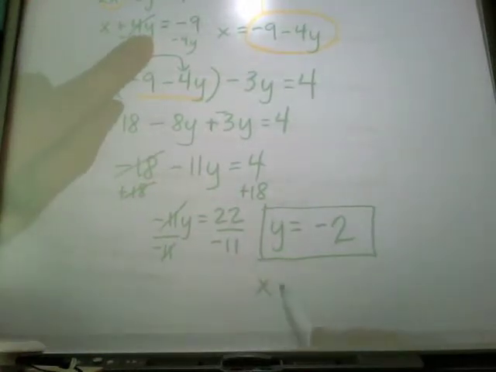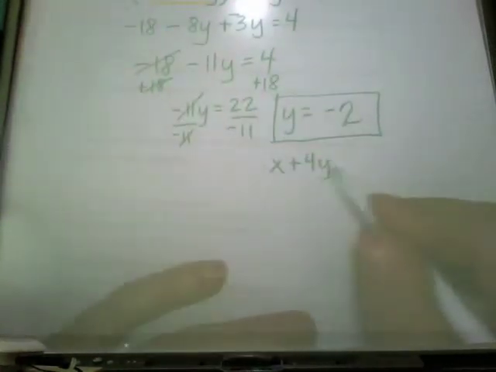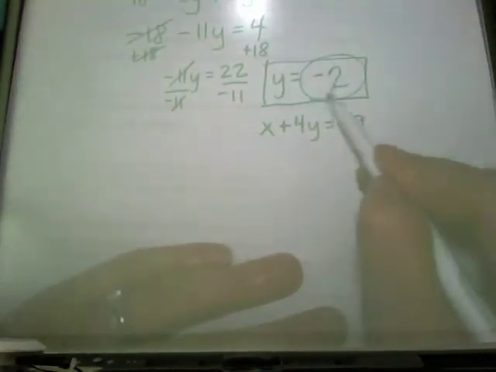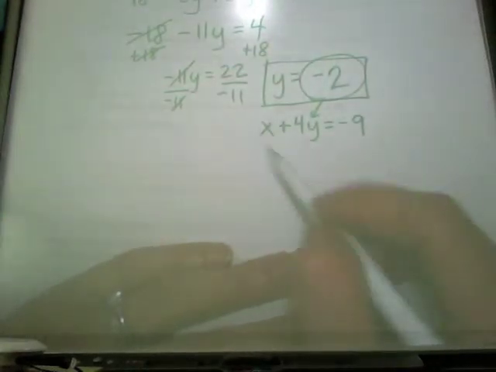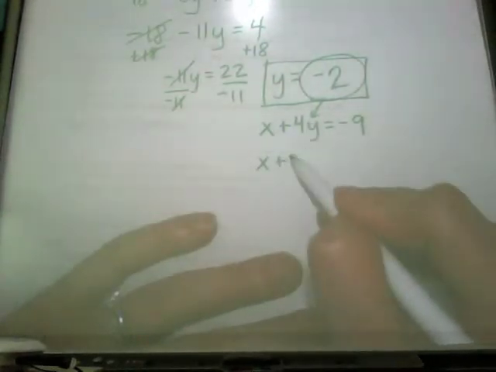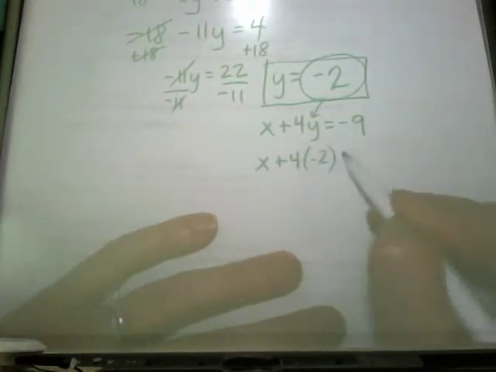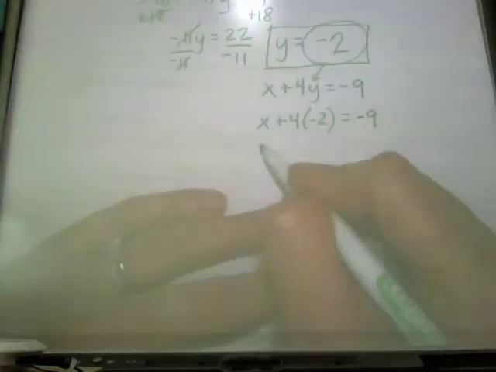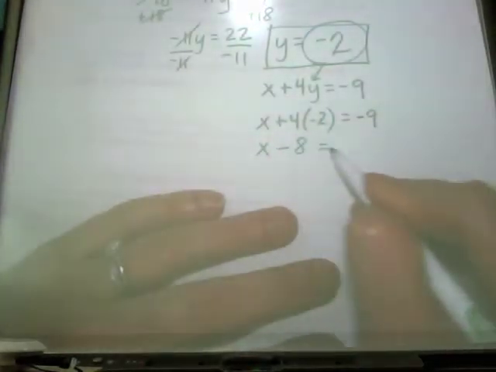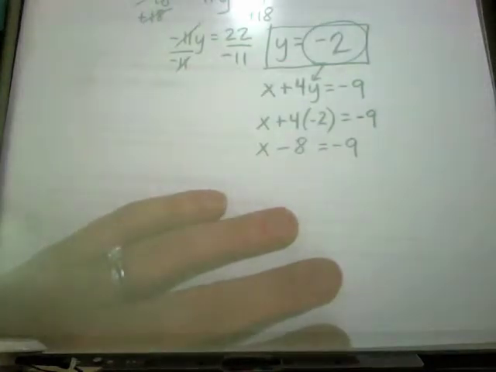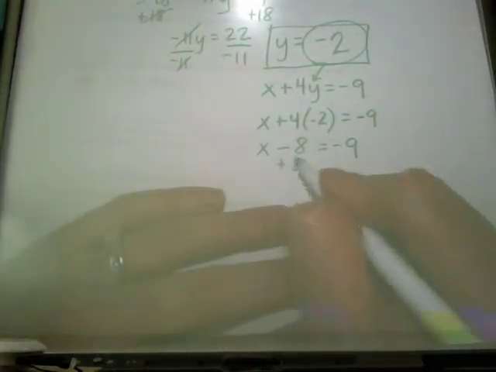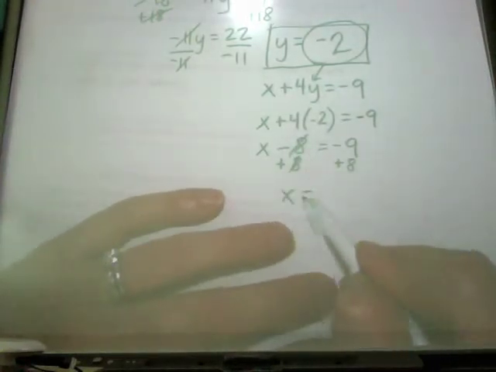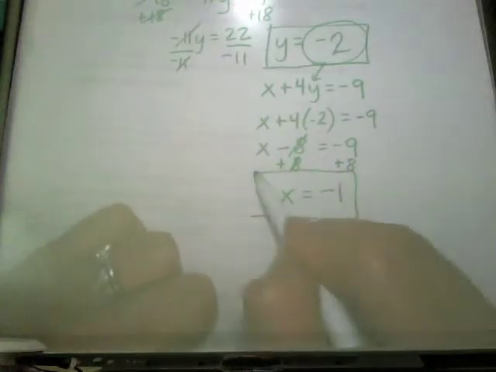The second one was originally x plus 4y equals negative 9. I'm just rewriting it because you can't see it on the screen here. I'm going to take this value and just plug it in for the y. Substitute. x plus 4 times y, I now know y is negative 2, equals negative 9. 4 times negative 2 is negative 8. You can either write that as plus a negative 8 or just minus 8. Now I do the opposite. I add 8 to both sides. Negative 9 plus 8, negative 1.